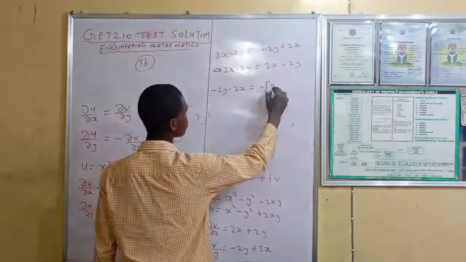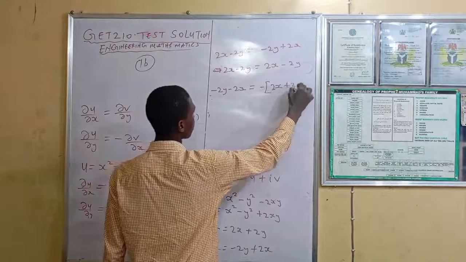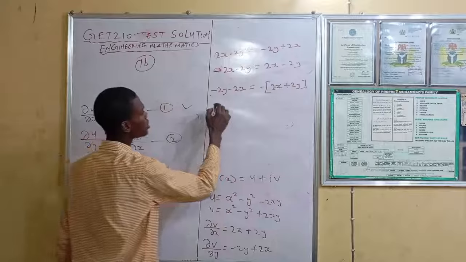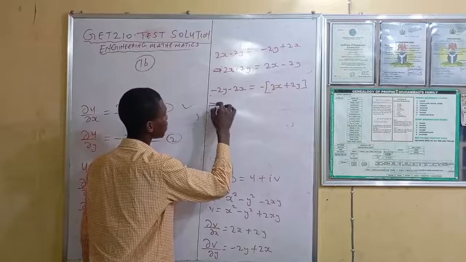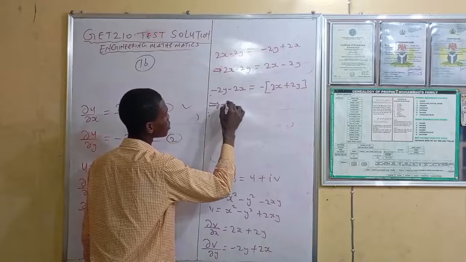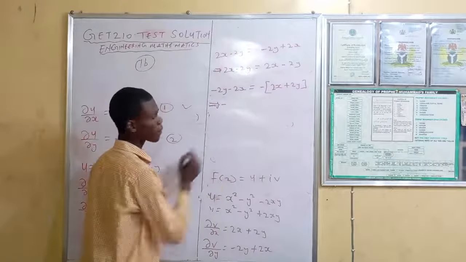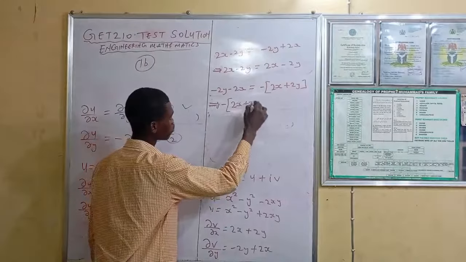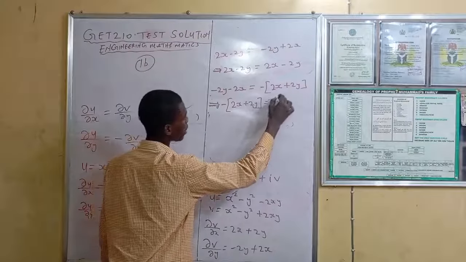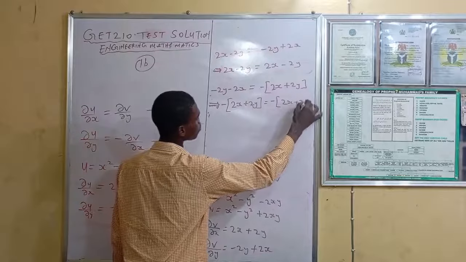That's 2x plus 2y. Factorize this. By the time you factor out the minus, minus is common now, so you can bring the minus out. 2x plus 2y equals minus of (2x plus 2y).